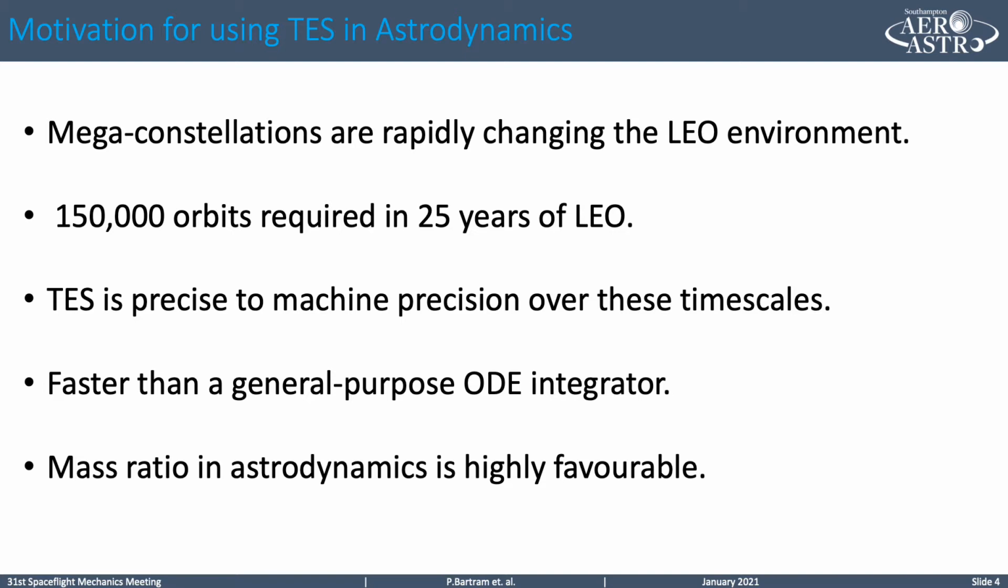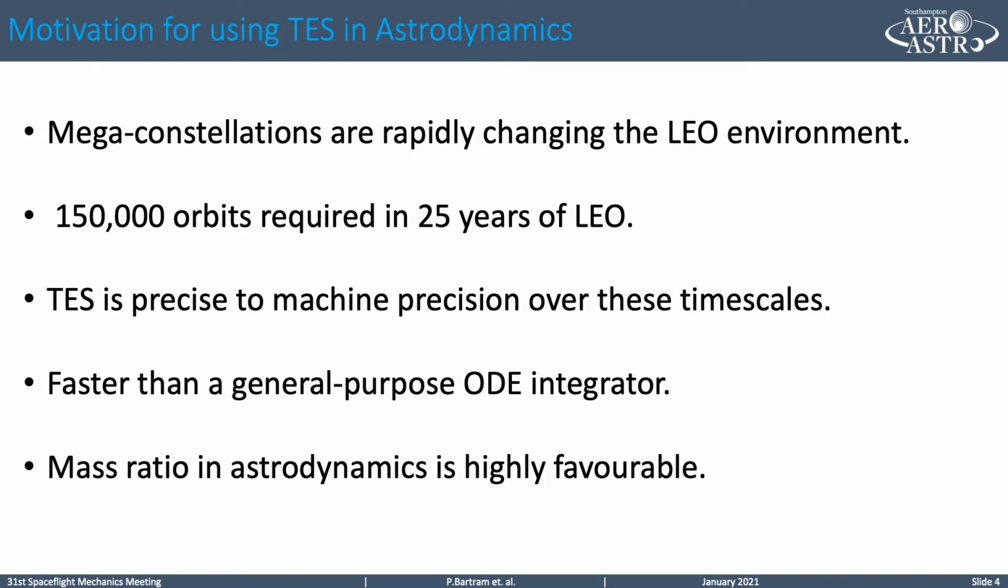So why astrodynamics? I'll start this section by saying that we're only looking to address numerical integration error here and not modeling error. That said, mega constellations are rapidly changing the low Earth orbit environment, and an object in LEO will perform, on average, roughly 150,000 orbits over a 25-year lifetime. And over this timescale, we find that the energy conservation in TESS is precise to machine precision. So that means that there's only an error in energy of 1 part in 10 to the 15.